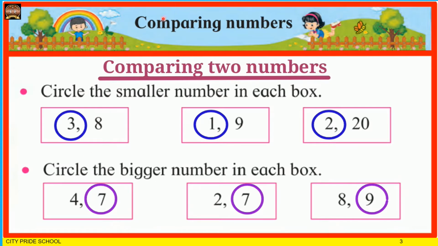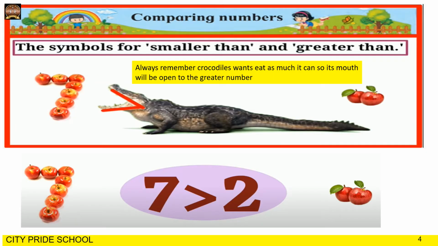Children, see here. Comparing numbers. Now you already have learned in standard 1 the smaller numbers and the bigger numbers. So here what we have done, we have circled all the small numbers and here we have circled all the big numbers. So this you have learned in standard 1 already, right? Now you all have also learned comparing numbers, the symbol for smaller than and greater than, right?